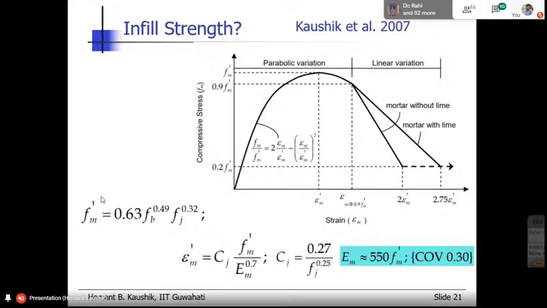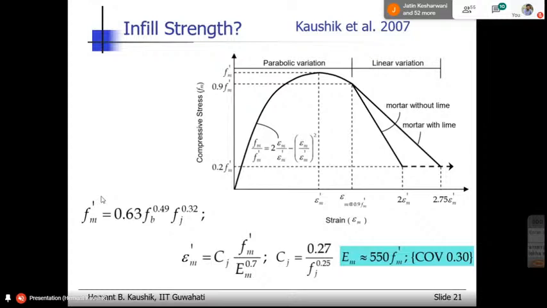And you also know, from experience, what mortar strength people generally use, because mortar is defined by the ratio of cement and sand. So 1 is to 6, 1 is to 4, 1 is to 3. There are not many types of mortar used in India: 1 is to 3, 1 is to 4, 1 is to 6, 1 is to 8, 4, 5 only, across India.